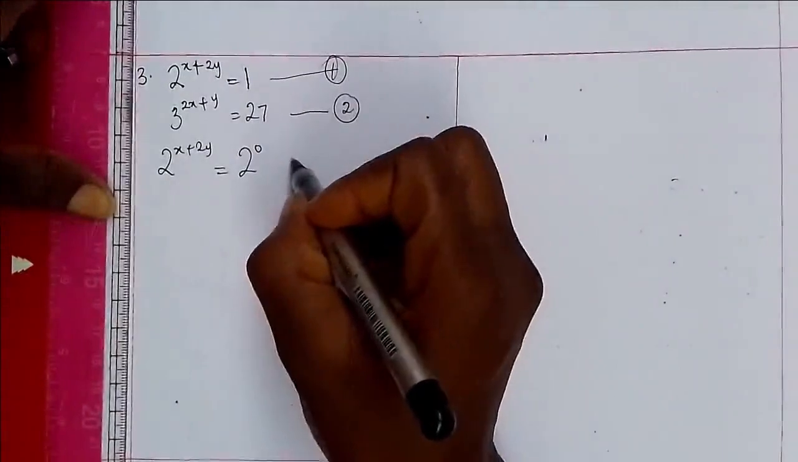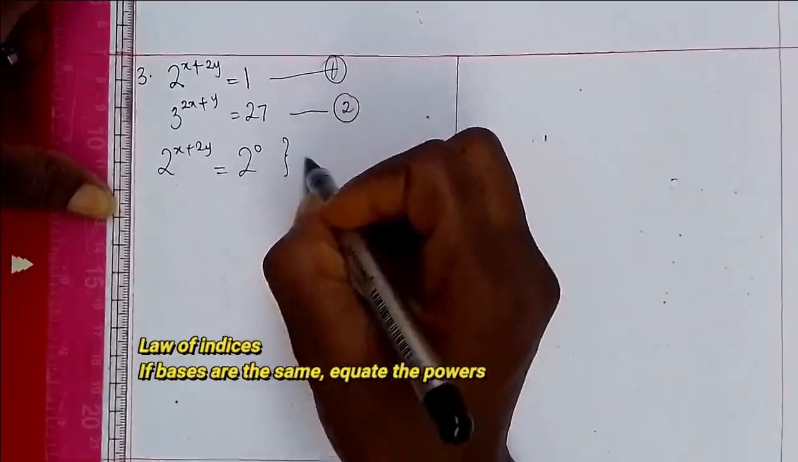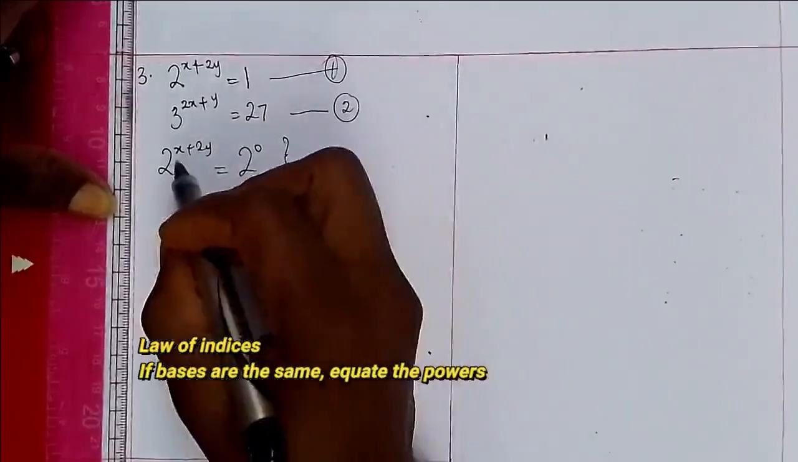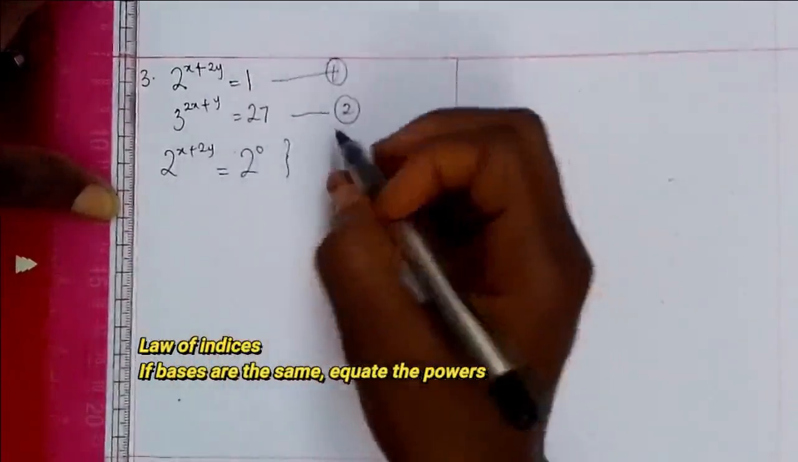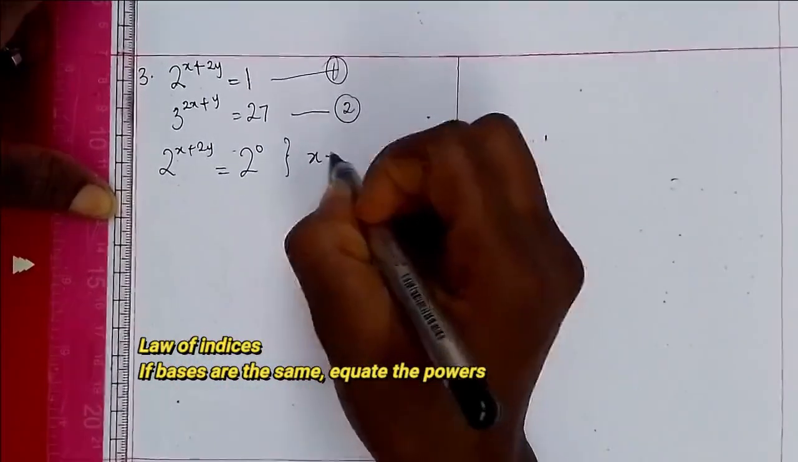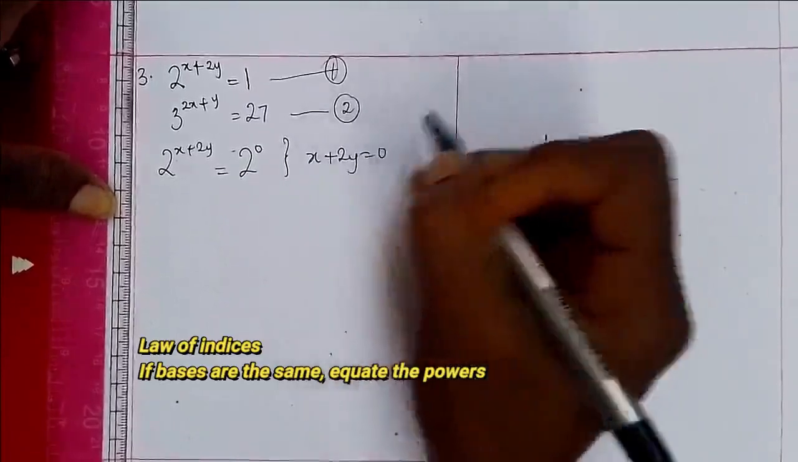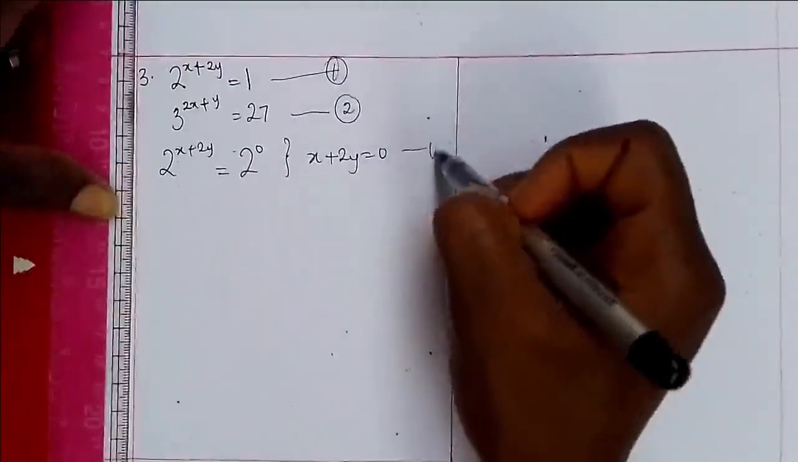So now our equation becomes something like this. You pick the powers, you solve with the powers. x plus 2y is equal to 0. That's for the first equation.